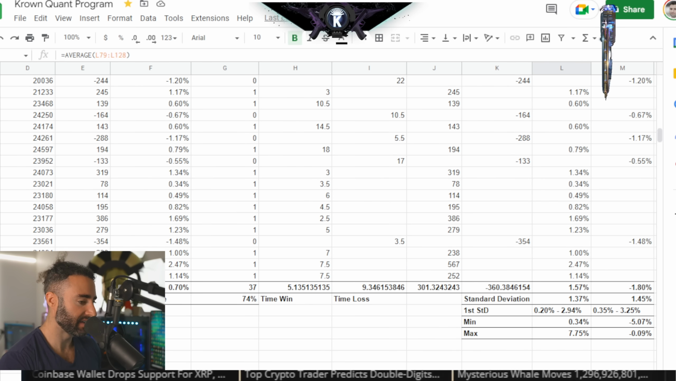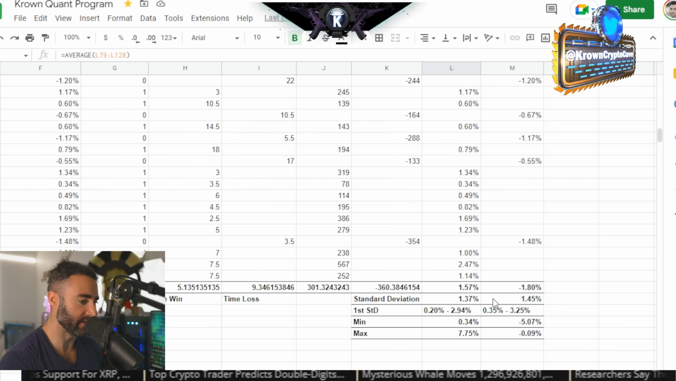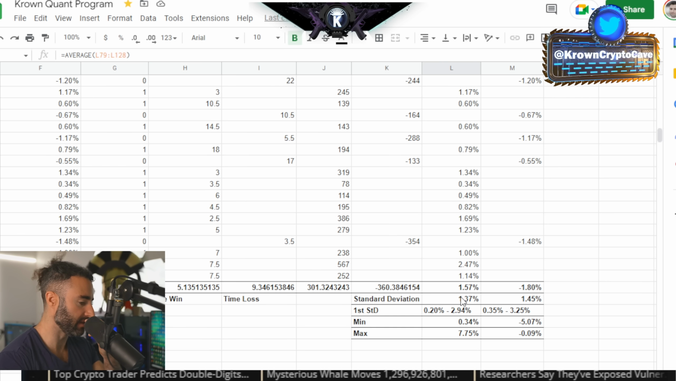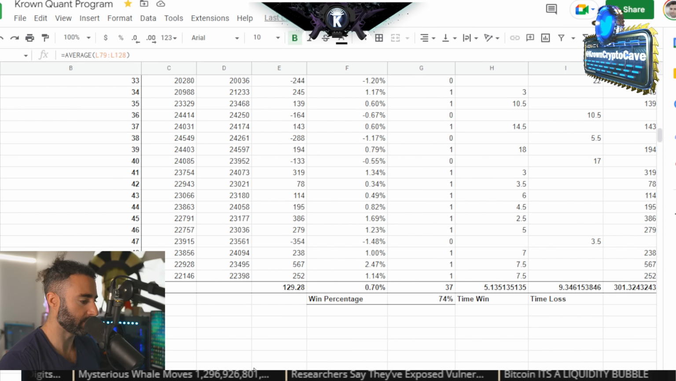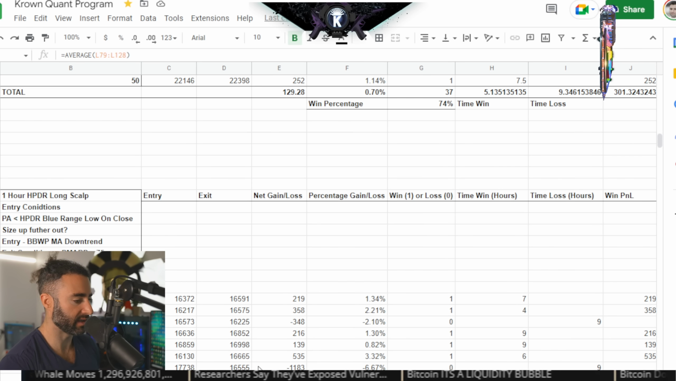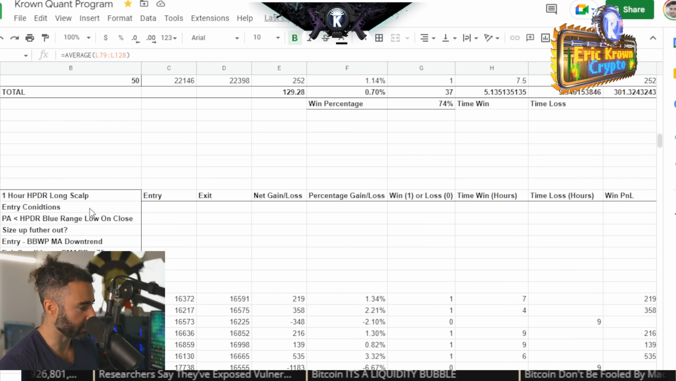Out of 50 trades, were winners. Again, here is the data for the returns. Just slowly moves up over time as we go up in time frame, as you would expect. Same thing over here with the hourly.